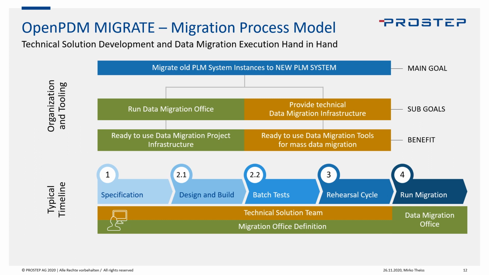So an effective process model to organize the people that go into a migration is to create what we call a migration office, as well as a migration technical solution team. And they could be the same people, but many times they're not, right?